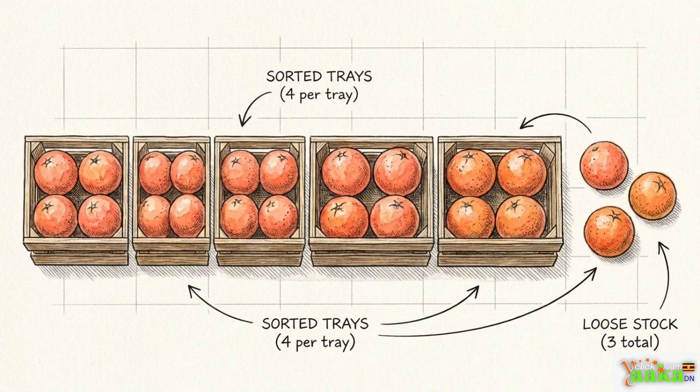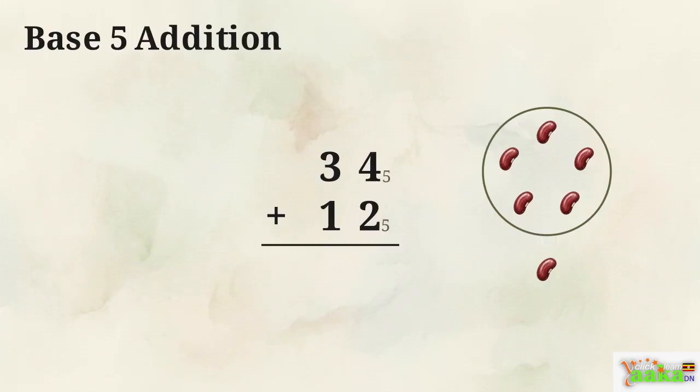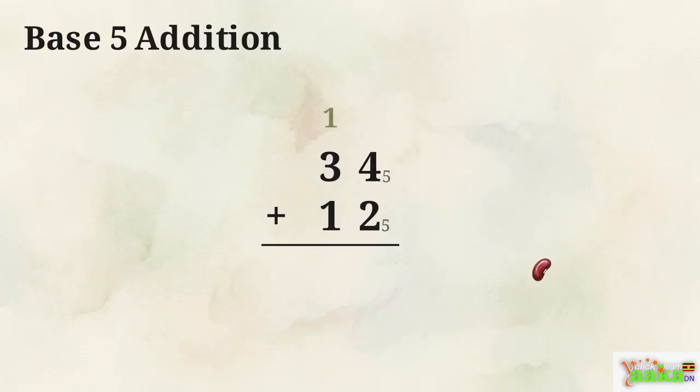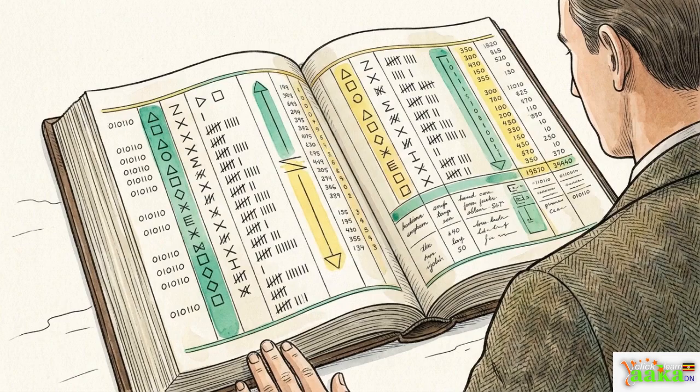Successive division is the mechanical process of sorting a large quantity into the specific bundle sizes required by the new base. We can add numbers in other bases using the same logic. In the problem 3, 4, base 5 plus 1, 2, base 5, we start with the right column. 4 plus 2 equals 6. Since base 5 only allows digits up to 4, we have to rethink how we record that 6. We take those 6 items and form 1 bundle of 5. We carry that bundle over to the next column and record the 1 item that remains behind. The mechanics of carrying are the same as standard addition, only the capacity of each column changes depending on the base.